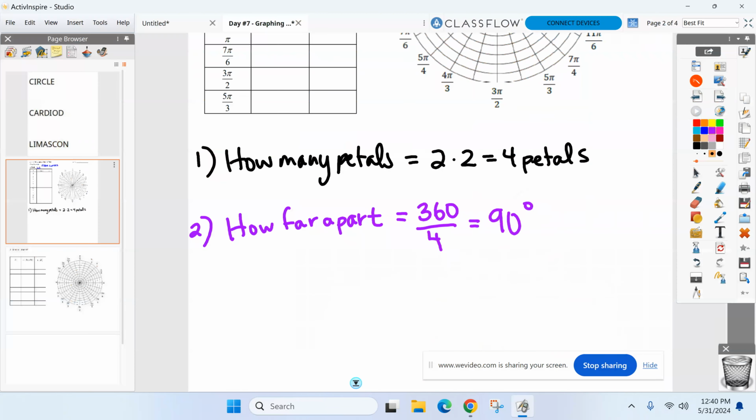Just stay with me and I'll show you how to graph. Last thing you need to figure out: where do I start? What radian, what degree measure do I start at?